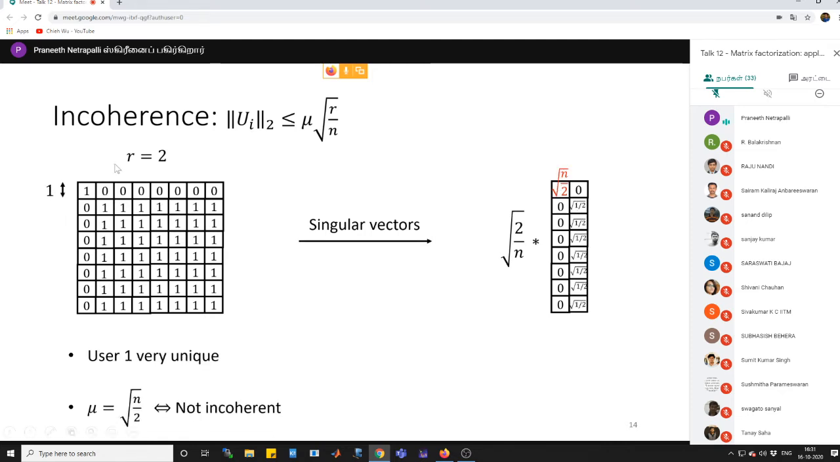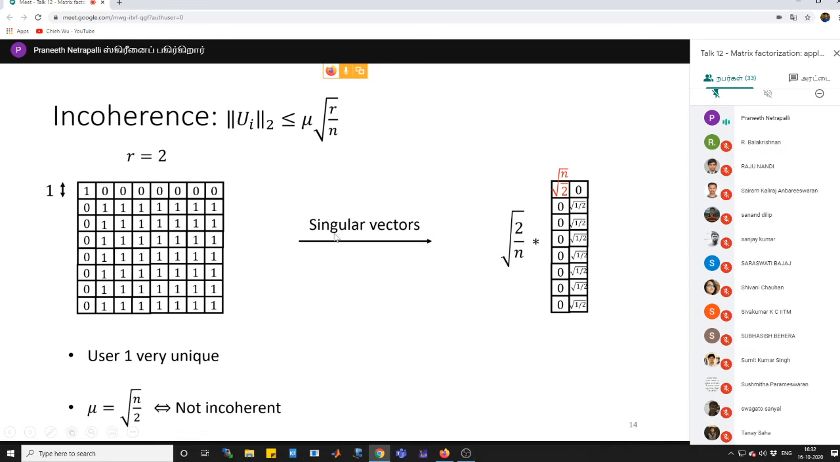Okay, and finally, if there is only a single user who is very unique compared to all the remaining users, then the singular vectors turn out to be this and this. The incoherence parameter here turns out to be square root of N over 2, which can be very large when N is large. So this is not at all incoherent.